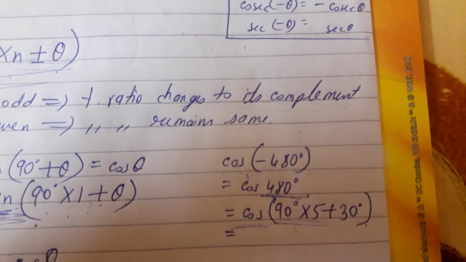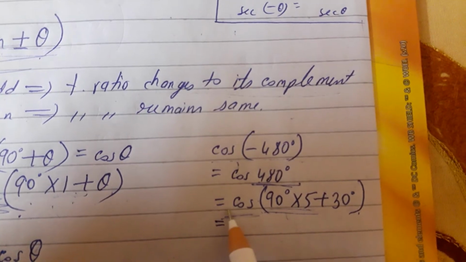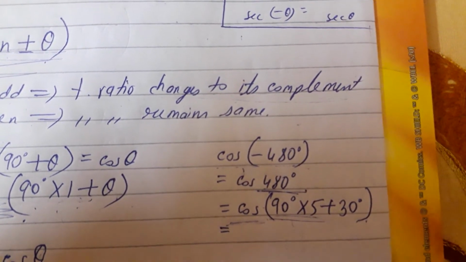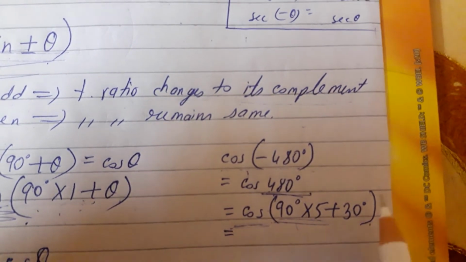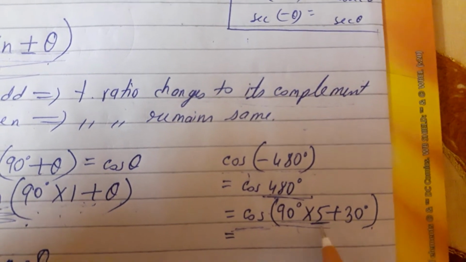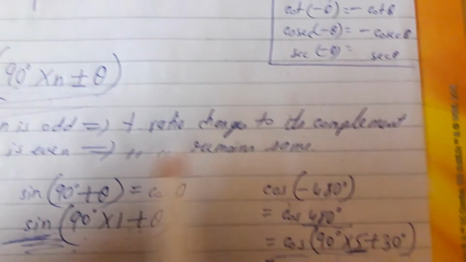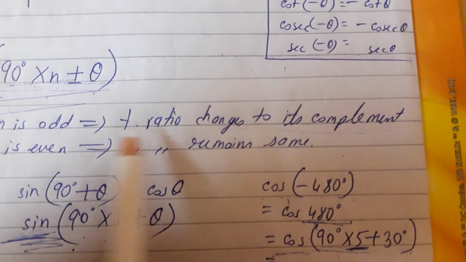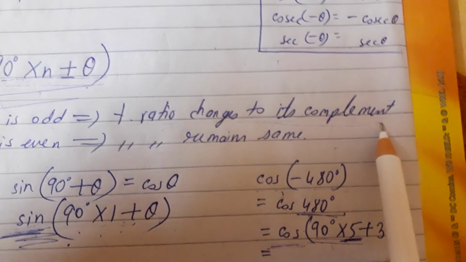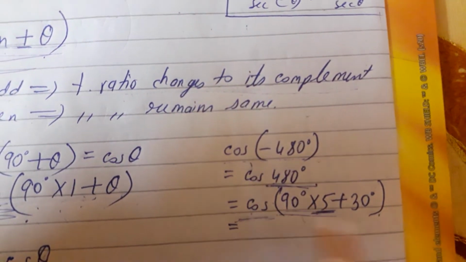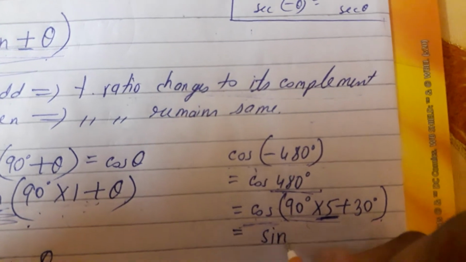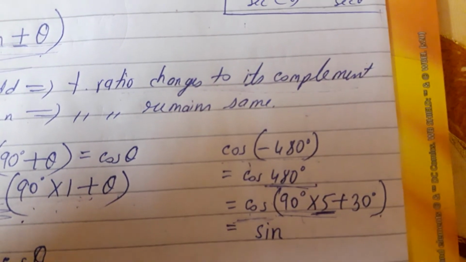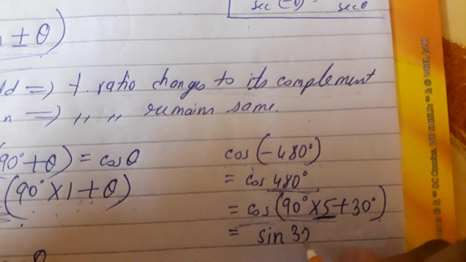Now see, I have already told you that first you have to determine the function, in which function you have to write the answer. For that reason you have to determine the n. See here, n is 5, that is n is odd, and if n is odd, the trigonometric ratio changes to its complement, so cos will change to its complement, that is sine. So the function will be sine function, the answer in the sine function, that is sine 30 degree.